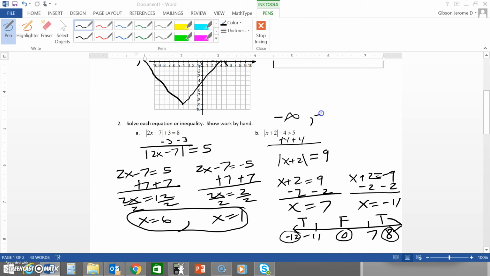So our interval would be, I'll write it up here for lack of space, negative infinity to negative 12, and that's not included because that doesn't have the or equal sign. And this union, it'll go from 7 to infinity. And we're done. That is the final answer.